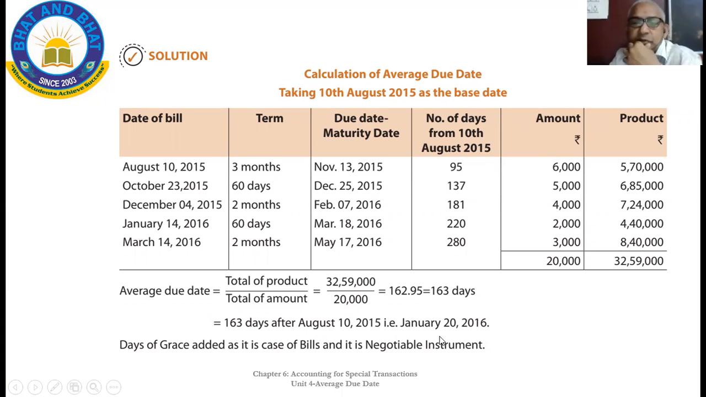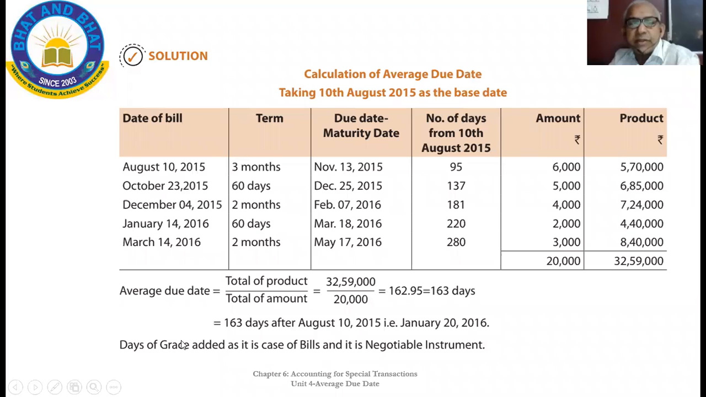Sir, what is the term? Which term? Term means period, or time. Term, period, time, all have the same meaning. And here 163 days it comes. Hence that will fall on January 20th, 2016.